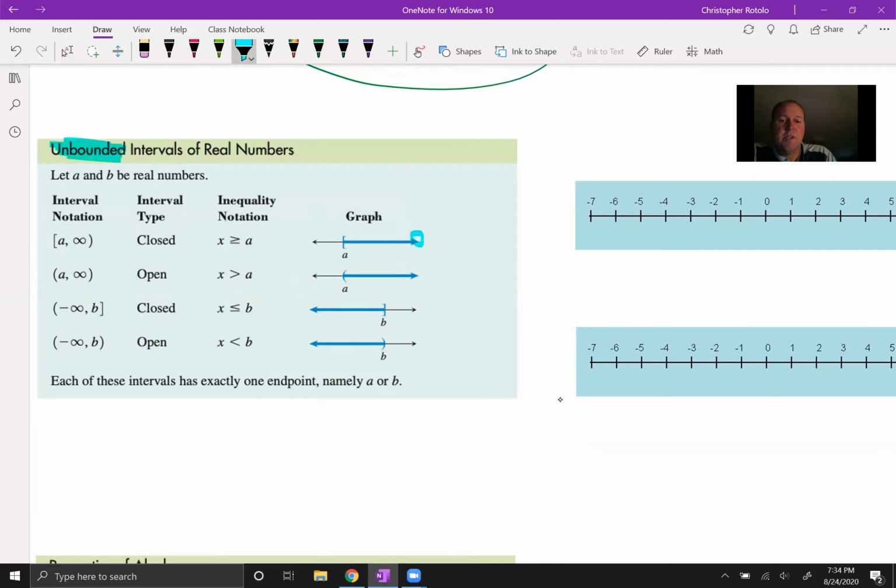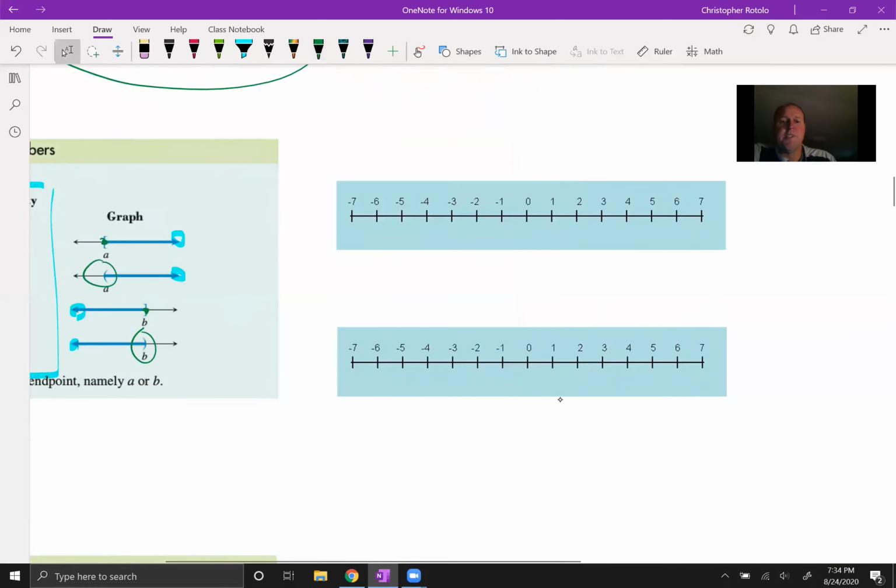Unbounded just means that you're going to have this go in one direction or the other. So it's simply your greater than, less than, greater than or equal to, less than or equal to. We continue to use that same vocabulary of open or closed for all of these. And we're going to continue to use parentheses for the open and brackets for the closed. So we just try and simplify the entire situation.